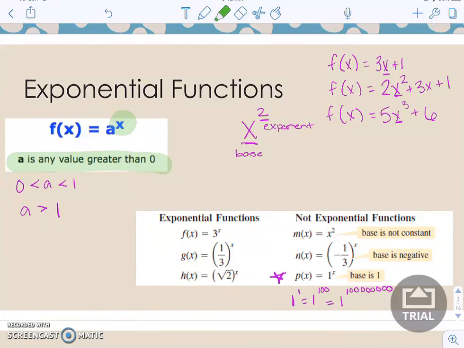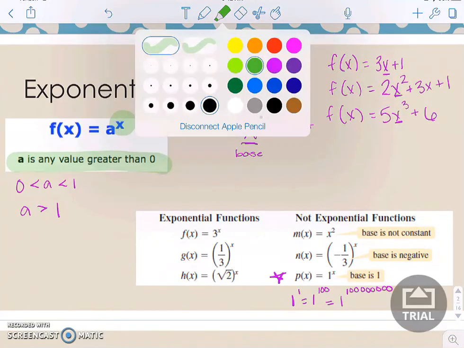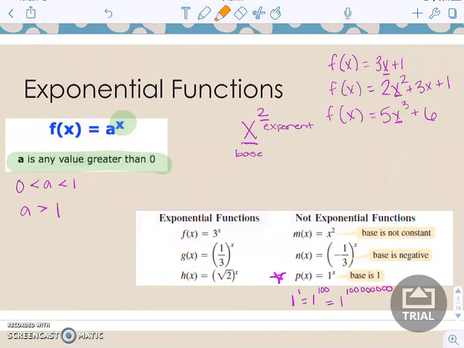You see here that I've given you some examples of some exponential functions. So you can have a positive value as your base, you can have a fractional value, you can even have a radical value, and that's okay because it meets the conditions of where a has to be located. Not exponential functions on the other side would be something like x squared. Again, that's a quadratic function. The base is not a number. On the second one, notice the base is negative. That's not allowed, and then we've already talked about that last one.